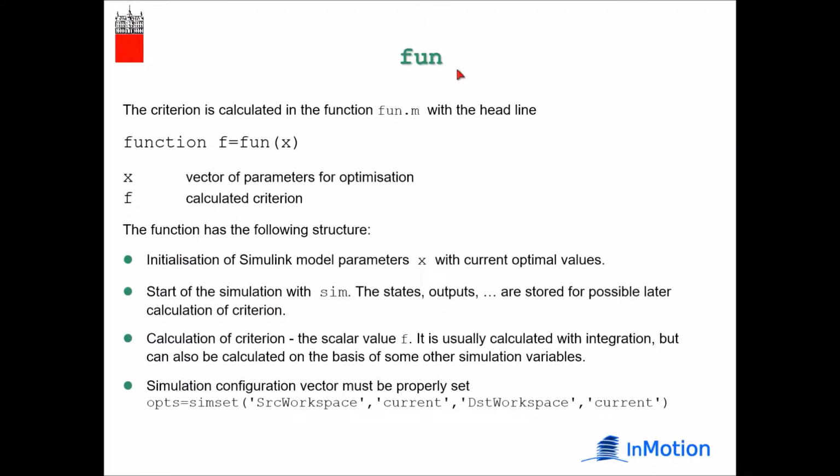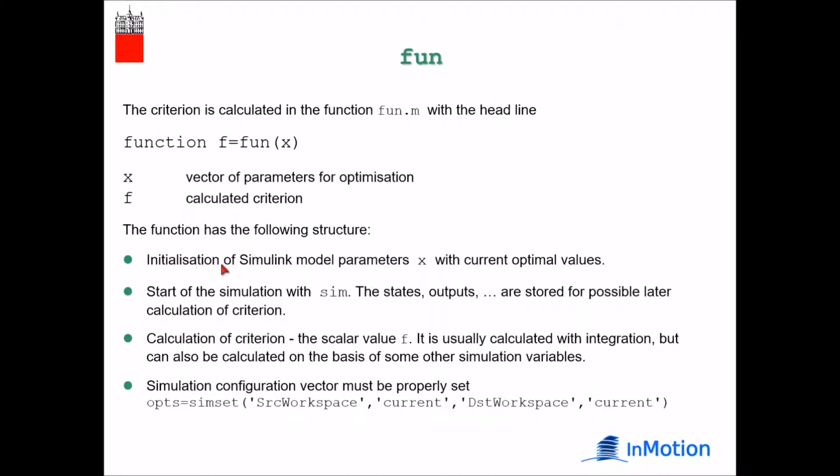Here the MATLAB function for criterion function evaluation is described. The name of this file is fun.m, and this is the headline, the name of the function, the input parameter x, this is the vector of parameters for optimization, and the output parameter f, this is calculated criterion. The function has the following structure.